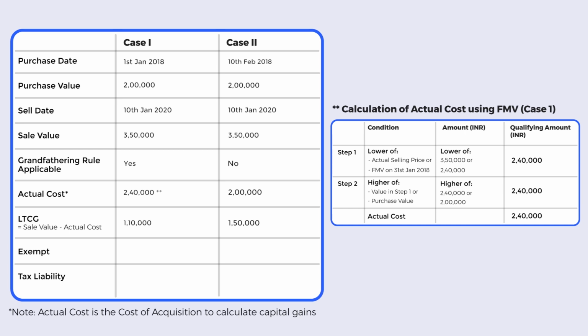in case 2. LTCG is exempt up to 1 lakh rupees. So in both cases, the LTCG that exceeds the amount of 1 lakh will be taxed at 10%, which is 1,000 in case 1 and 5,000 in case 2.